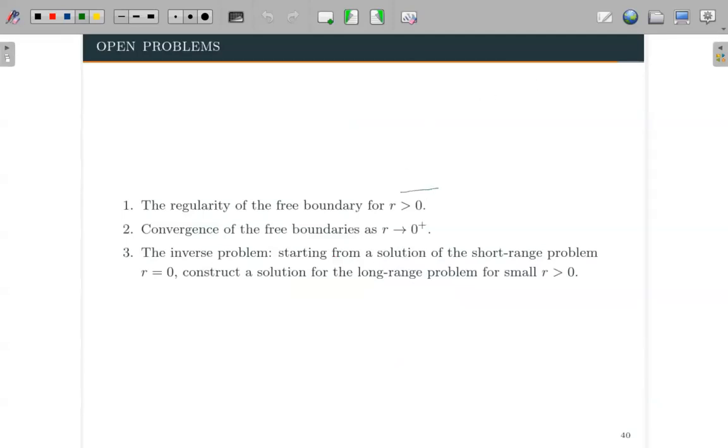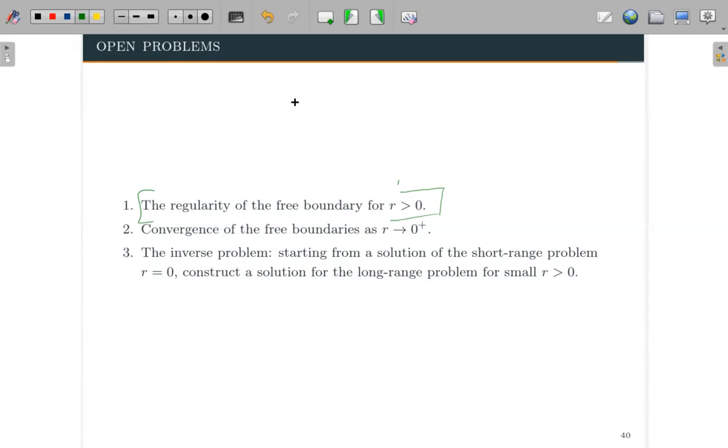This was our initial goal already 4 years ago. It still is, we are progressing, but very slowly. Then the convergence, not only of the eigenvalues, but in a certain way of the free boundaries. But we need to know the regularity first. And this should be a very hard problem, probably, which is the inverse.